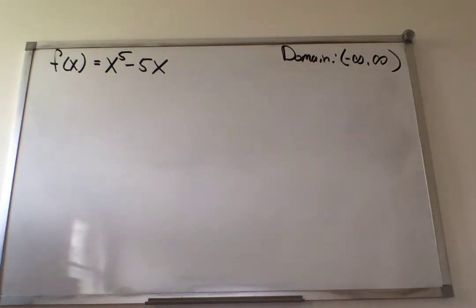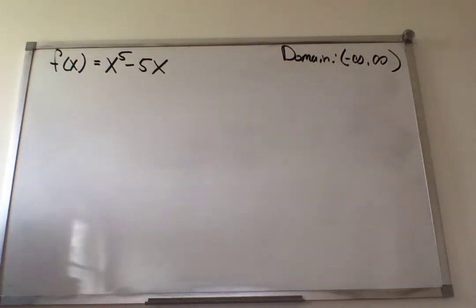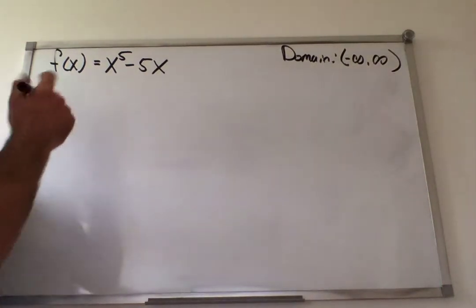Okay? For other functions it may be a little different. You may have to set the denominator equal to 0 and solve. Maybe it's a log function. Who knows? But this one's a polynomial. There's our domain. Next, let's go ahead and find the x and y intercepts.